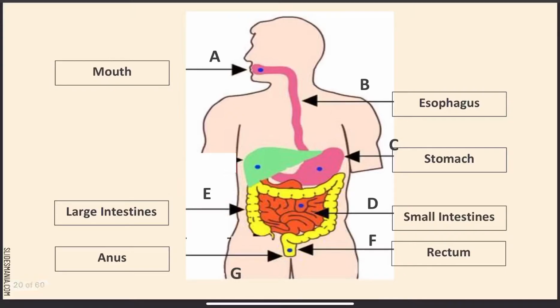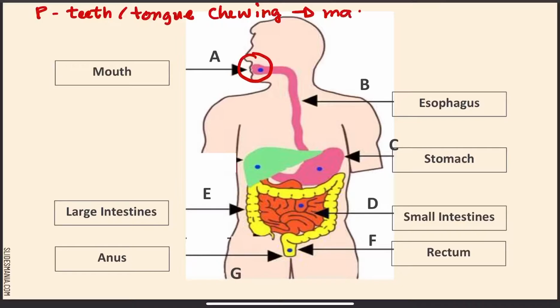As we discussed in class, digestion starts in the mouth, over here. And the two types of digestion happen here. One is physical digestion, which uses your teeth and your tongue: teeth to break down food, the tongue to move the food around your mouth. This is called chewing. And what is our science word for chewing? Mastication.